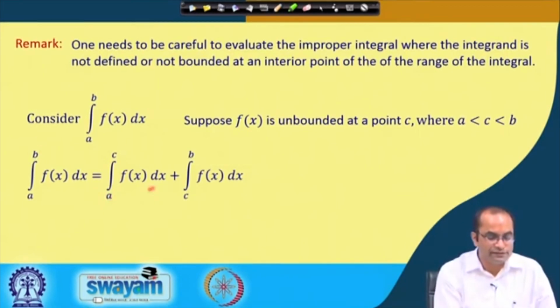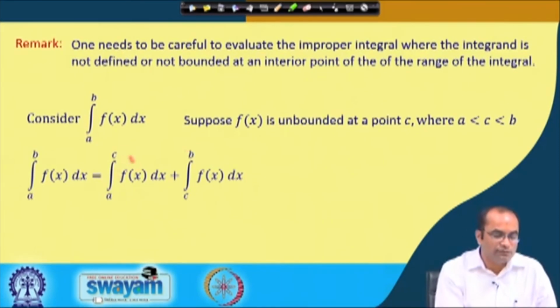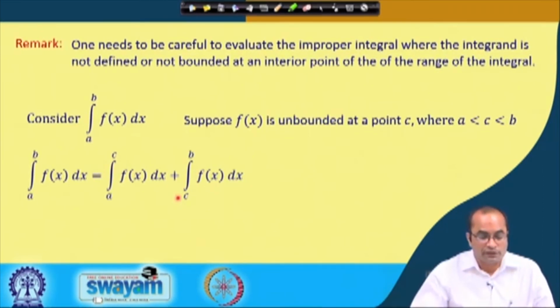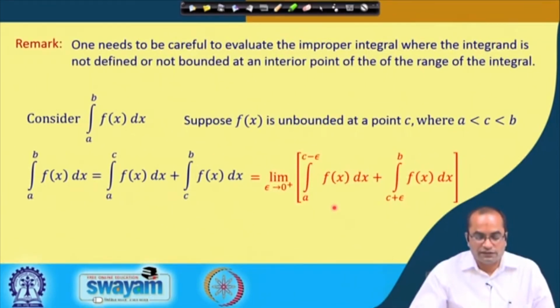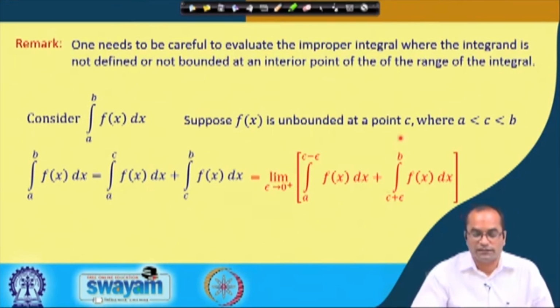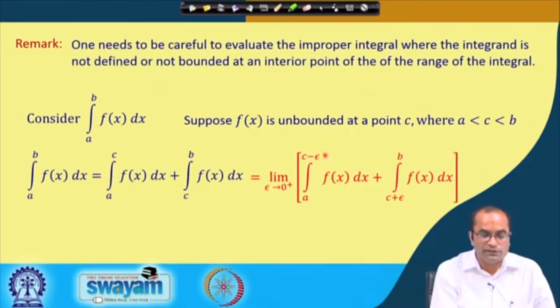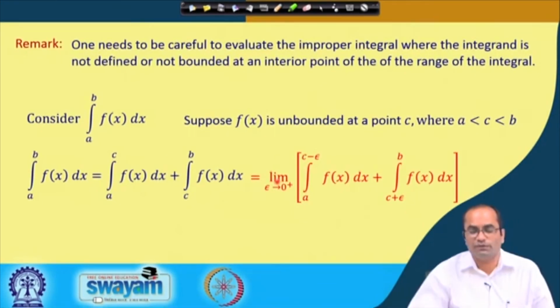So, a to c f(x) dx and then c to b f(x) dx. Now we have these two integrals of type 2. Here the first is unbounded when x approaches c, and the second is also unbounded when x approaches c. So there are two ways one can think of taking the limit. One is to introduce epsilon, take the limit as it goes to 0, and have a to c minus epsilon, and c plus epsilon to b. At these two places we have avoided the point c by c minus epsilon and c plus epsilon. We have taken the same epsilon at both places.